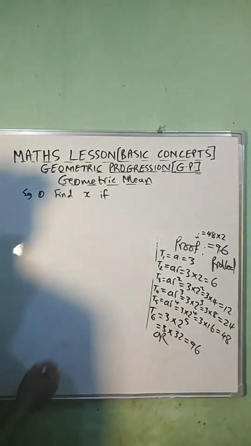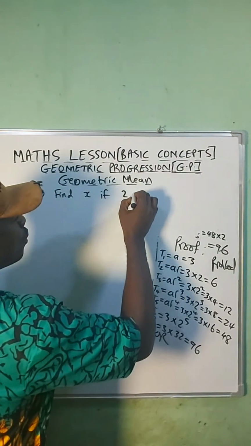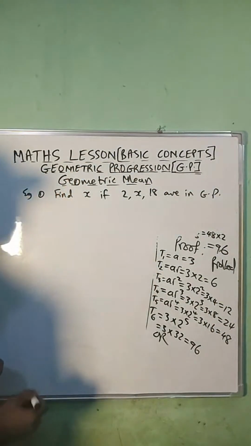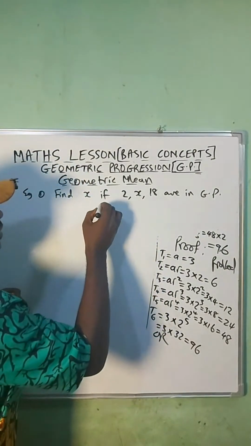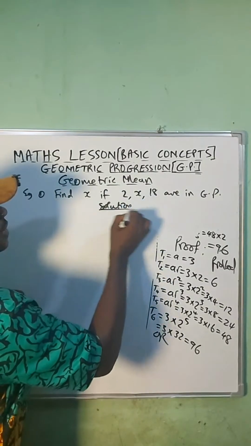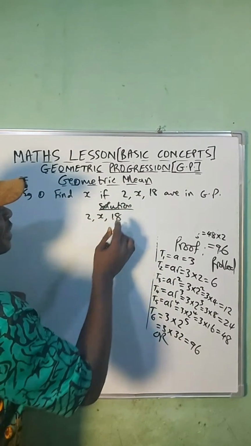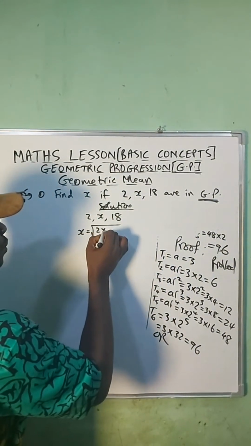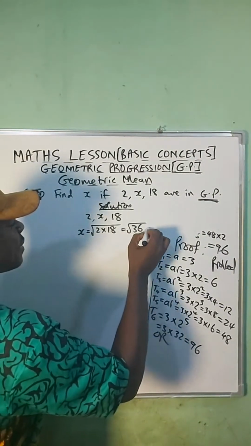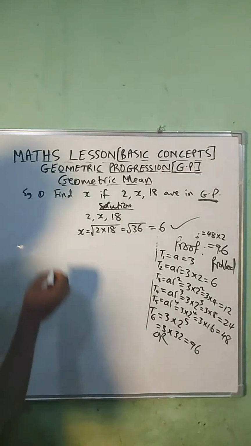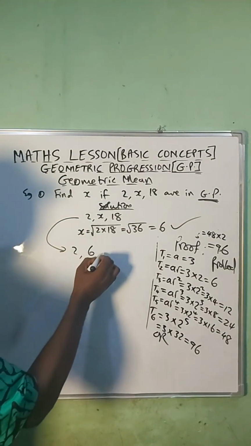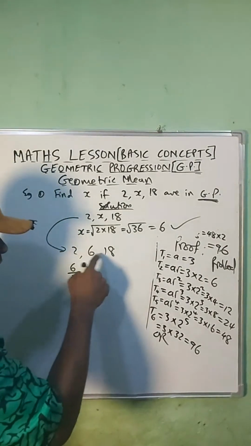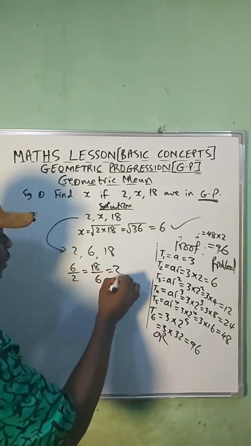Find x if 2, x, 18 are in geometric progression. Here, for us to get the value of x, they say they are in GP. Since they are in GP, x will just be equal to the square root of 2 times 18, which is the square root of 36, which is equal to 6. That's the answer. Because if you look at it, this will be 2, 6, 18. 6 divided by 2 is the same as 18 divided by 6, which is equal to 3.